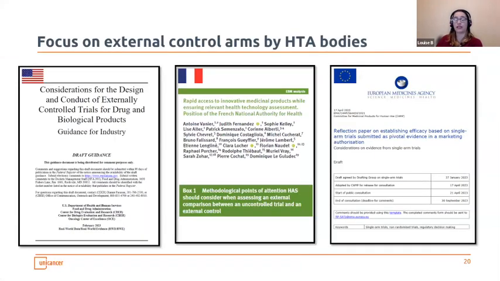HTA bodies are working on these subjects with several recent publications. The draft guidance of the FDA on the considerations for the design and conduct of externally controlled trials for drug and biological products has been published in February this year. Also in February, the French HAS methodologists published a position paper on rapid access to innovative medicinal products while ensuring relevant health technology assessment. And the second part of this paper focuses on external comparison. And the reflection paper on establishing efficacy based on single-arm trials submitted as pivotal evidence in the marketing authorization was under public consultation by the EMA until the end of September.